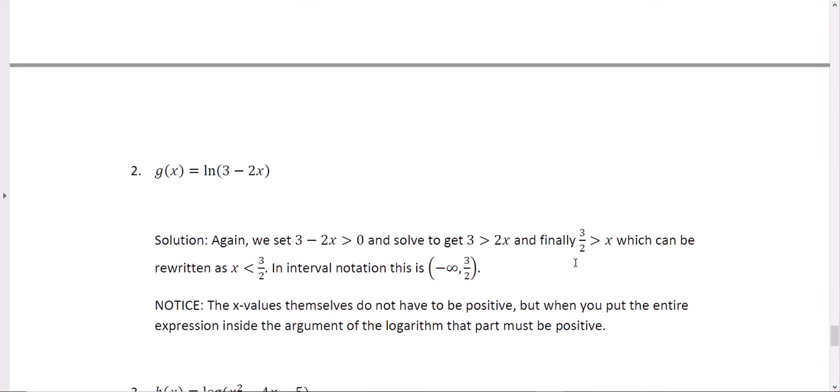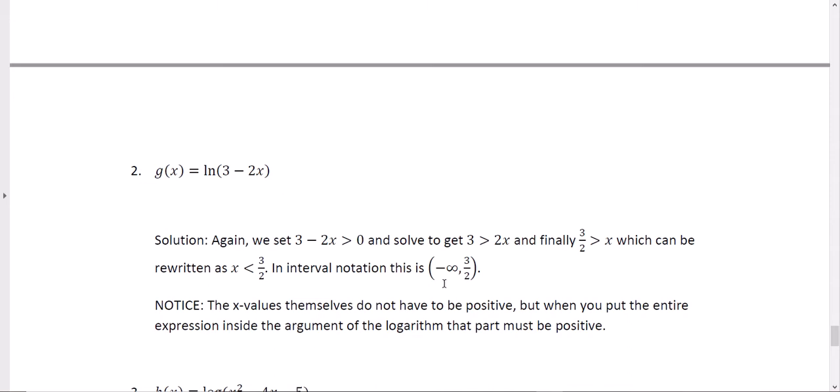Number 2. For g of x equals natural log of 3 minus 2x. Again, we set the argument, 3 minus 2x, greater than 0. Let's add 2x to both sides to get 3 is greater than 2x. And then divide by 2 to get 3 halves is greater than x, which looks weird to me. So I'm going to rewrite it with the x on the left side. But notice the inequality is pointing at the x when it's 3 halves is greater than x. So I make sure that the inequality is still pointing at x when I switch the order. x is less than 3 halves. Interval notation becomes a little bit easier. 3 halves greater than x is weird, but x is less than 3 halves makes sense in transferring to interval notation.